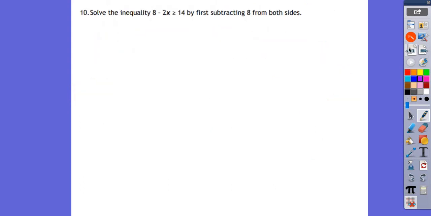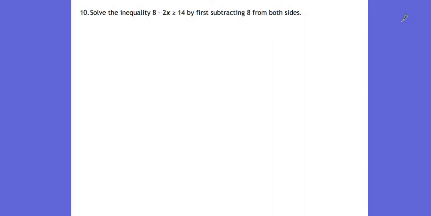Okay, let's look at number 10. Solve the inequality 8 minus 2x is greater than or less than 14, by first subtracting 8 from both sides. First, I'm just going to rewrite the problem so I can do some work with it. Notice how it looks a lot like an equation that we've been doing. The only difference is what? The sign. So I'm going to make my two different houses.